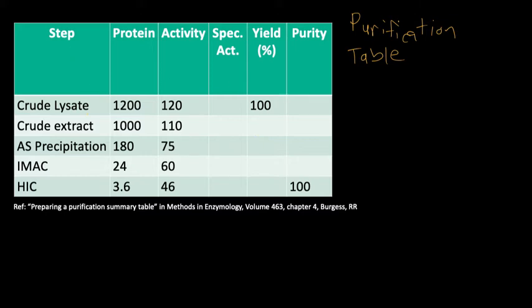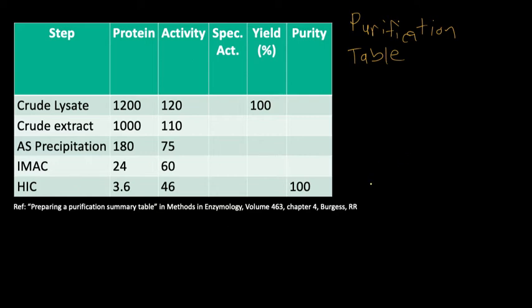This first column contains the steps of your purification. It includes your crude lysate, which would be, for instance, if you're using E. coli, right after the cell lysis. Then you would spin down and filter to create a crude extract. Following that, you would do ammonium sulfate precipitation. Then your protein would be His-tagged, so you'd need to do an IMAC, or metal affinity chromatography. And then finally you would do hydrophobic interaction chromatography to get the sample homogeneous.